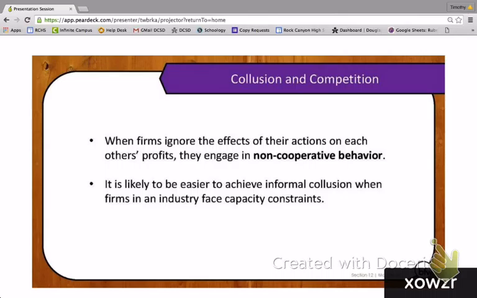Now, it's likely to be easier to achieve informal collusion when firms in an industry face capacity constraints. In the above duopoly example that I gave, it didn't matter if Margaret cheated by selling 100 additional gallons or if she lowered the price of gasoline to $3.50. The outcome would have been the same. However, which choice is most likely to be immediately detected by Pam and punished? The price drop.